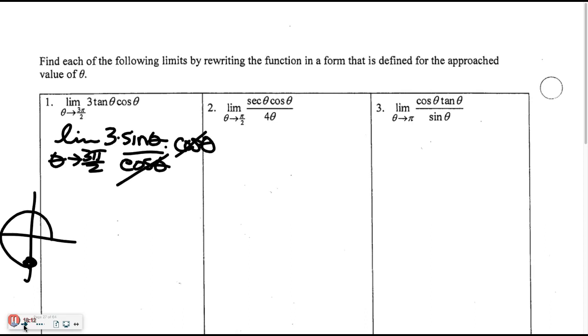So when I replug in the 3 pi over 2, what's the sine over here? 100% sure. What's the sine at 3 pi halves? Go ahead, Jake, right? Yeah, -1. Thank you. So this is just a -1, so the answer is -3.